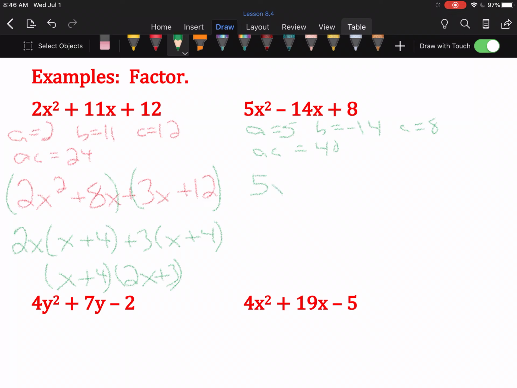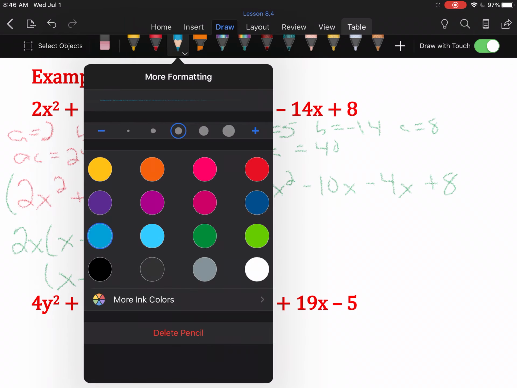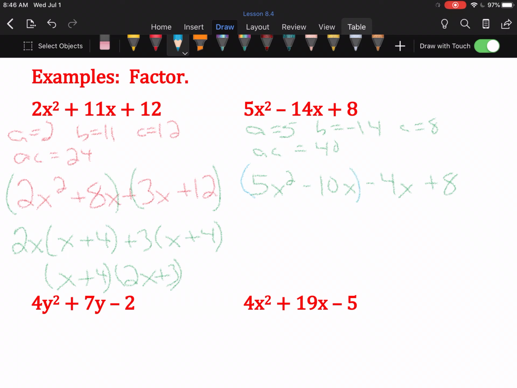So that's going to be 5x squared minus 10x minus 4x plus 8. Yes, my friends, they're both negative because b is negative. Negative 10 and negative 4 combine to make the negative 14. Now we will group the first two, group the last two. What's common in the first two? 5x. So when we take 5x out, I'm left with x in the first term minus 2 in the second.